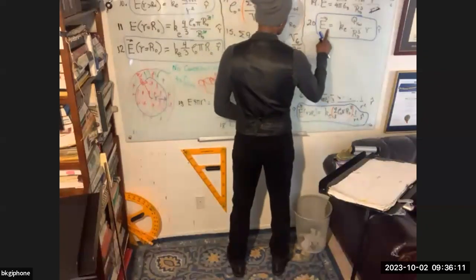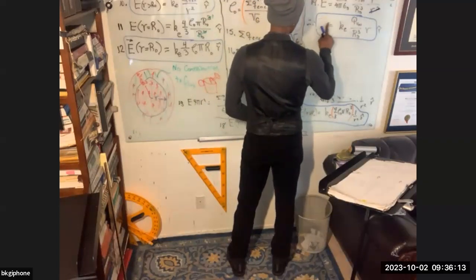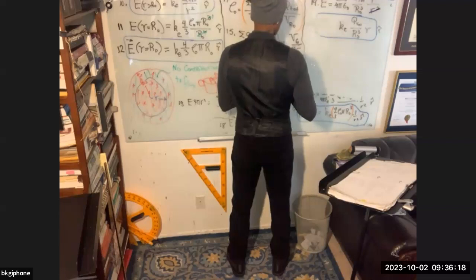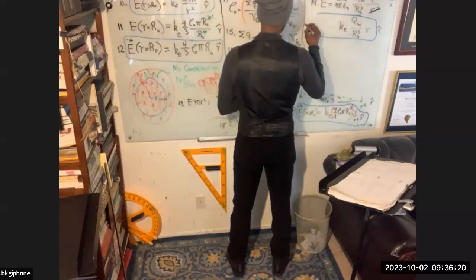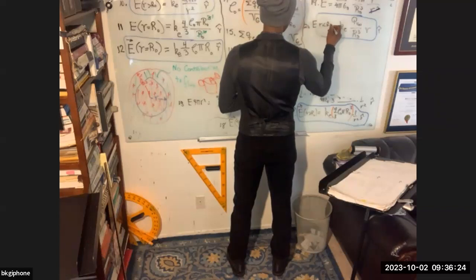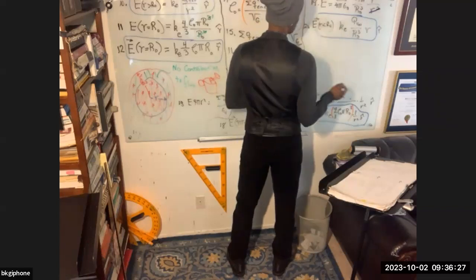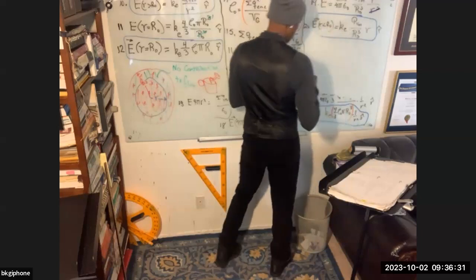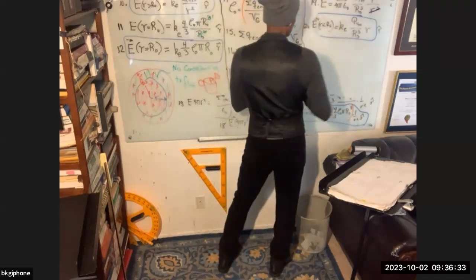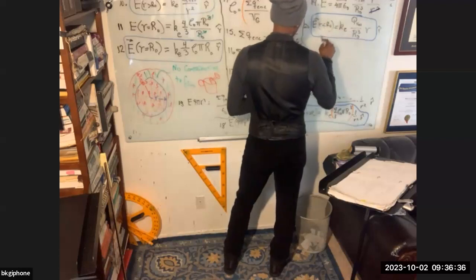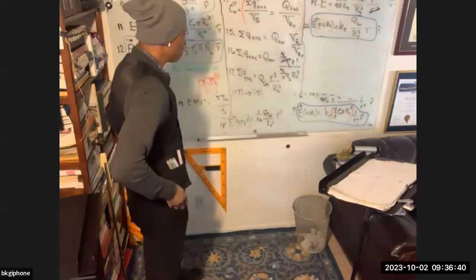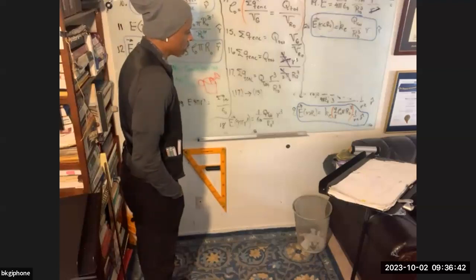So those are the three regions. In fact, I can emphasize it here by saying r less than r naught. So this is a classic physics problem. Every book will have this or some version of it. And I've done everything, all the steps, for every part.